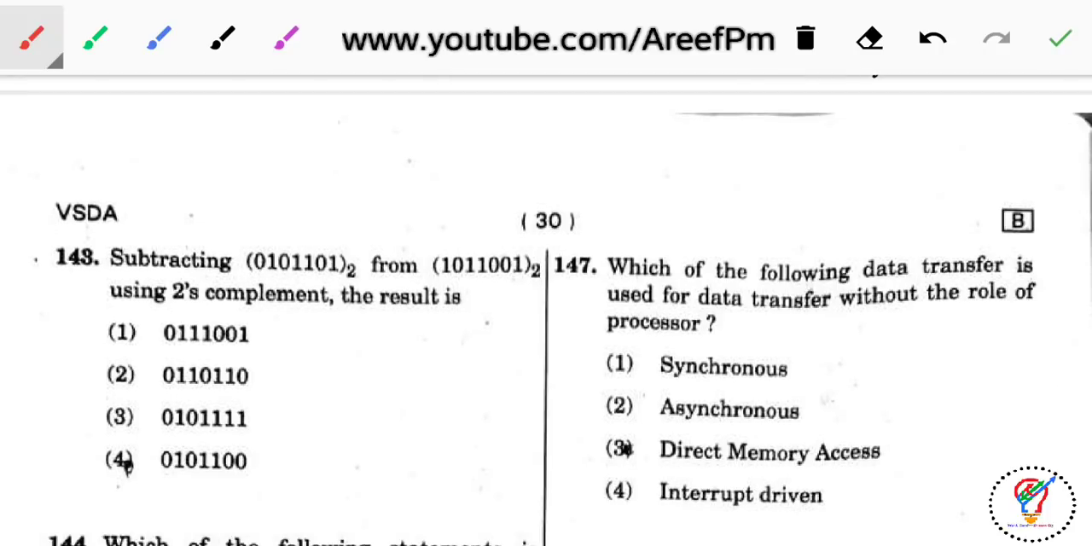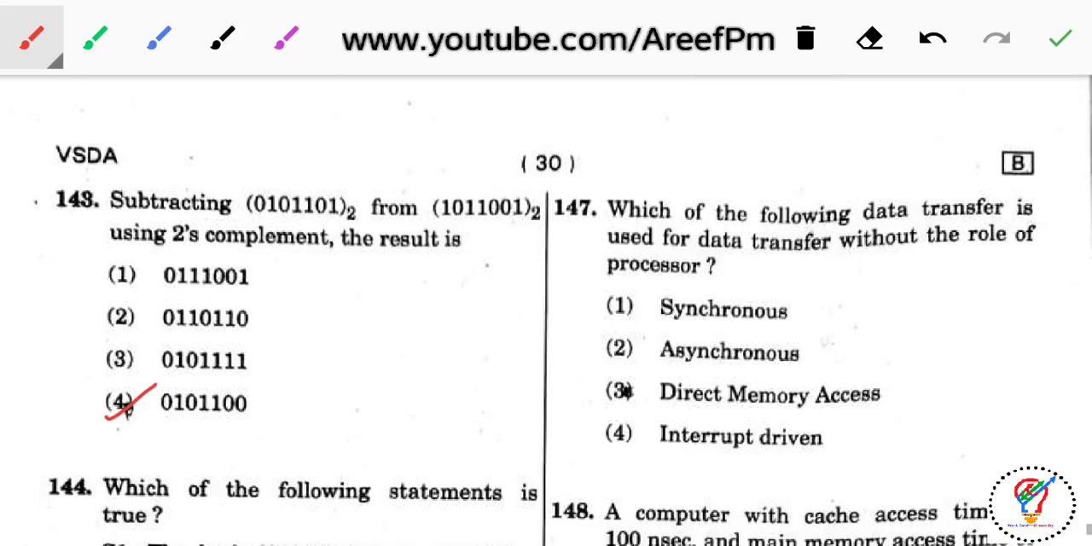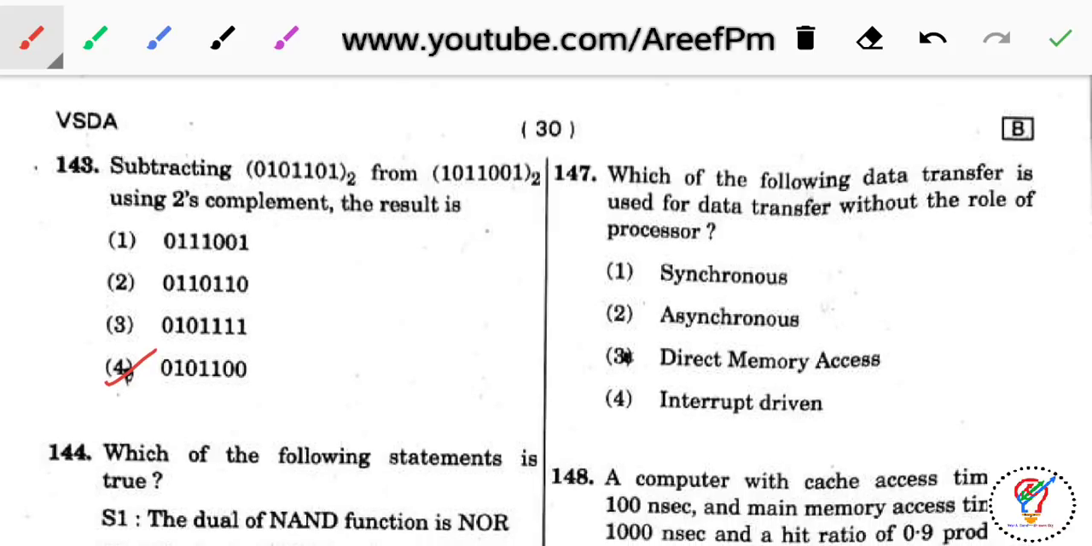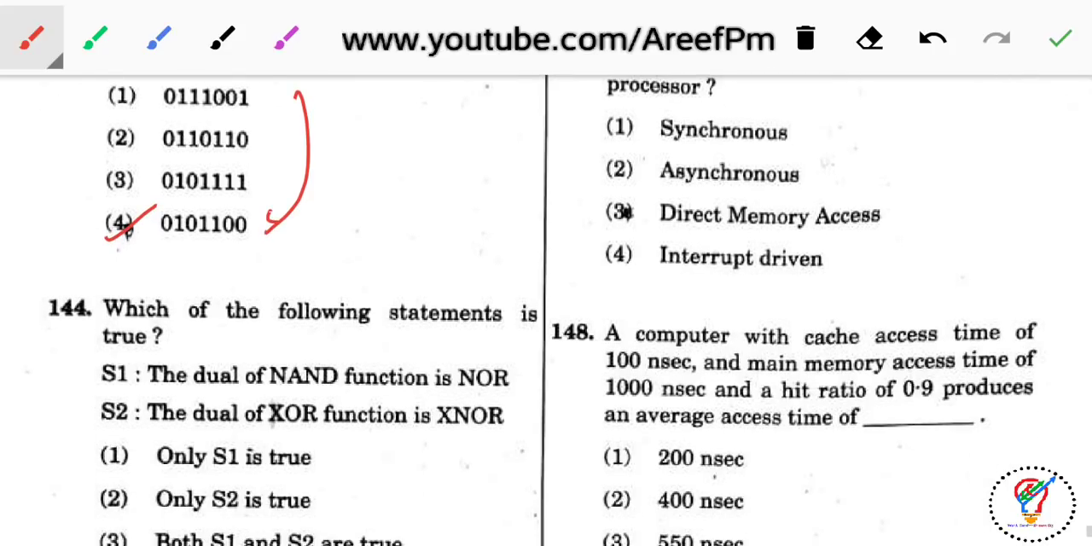Subtracting 0101101 base 2 from 1010101 base 2 using 2's complement results in 010110. So you can use the simple concept of 2's complement. Subtraction here means just addition. First you will take the 2's complement of this number and add these two numbers, you will get an answer like this. Next one, 144.